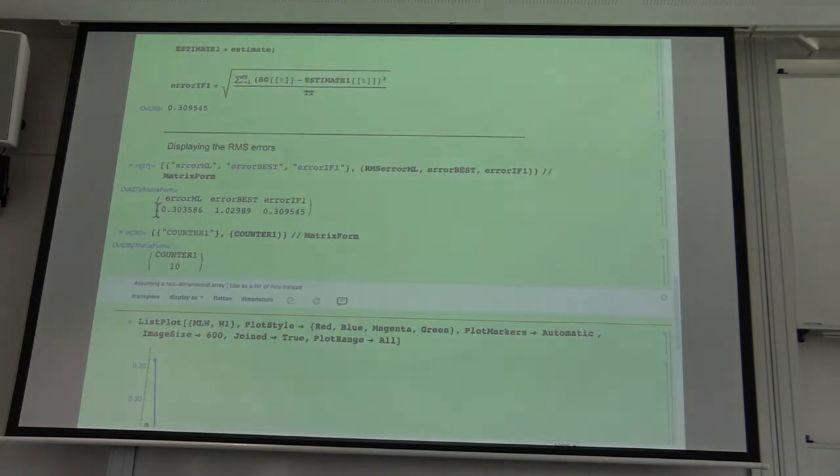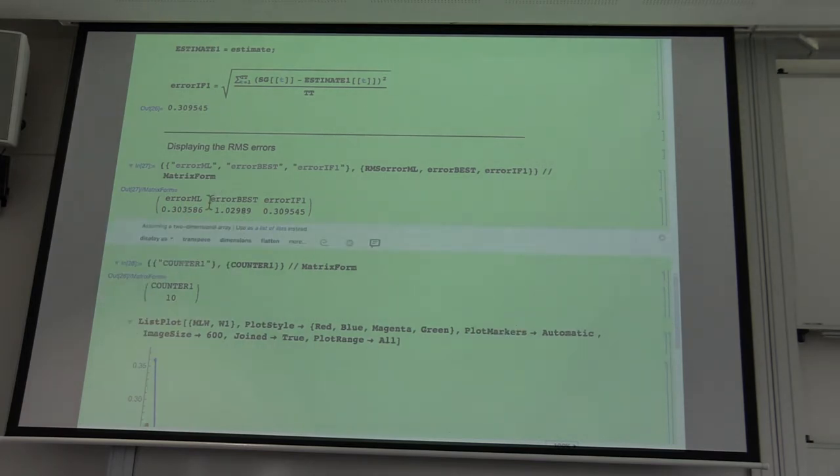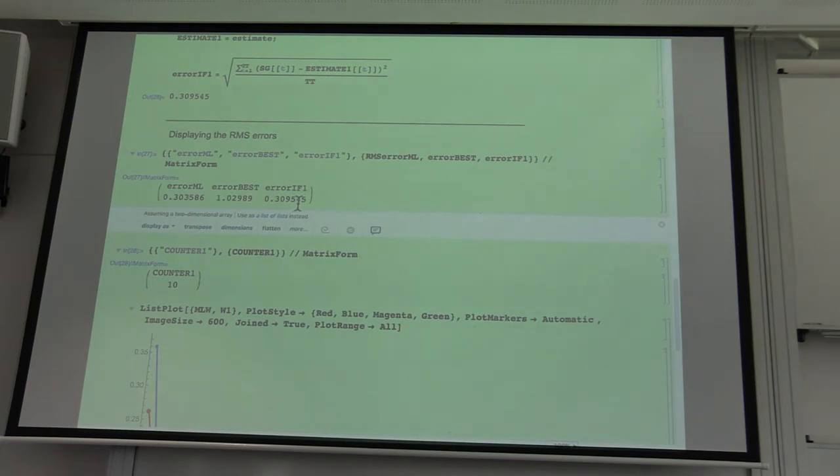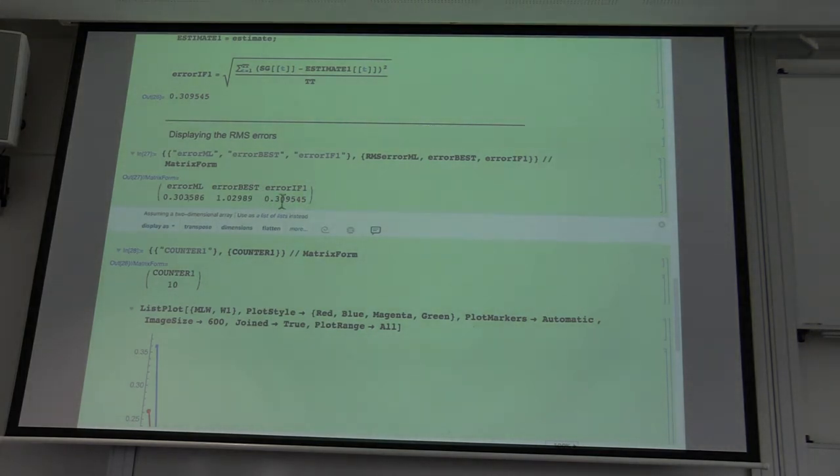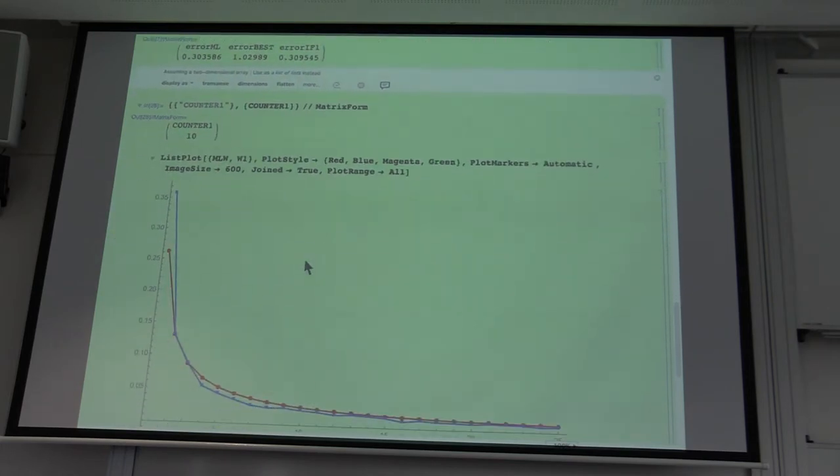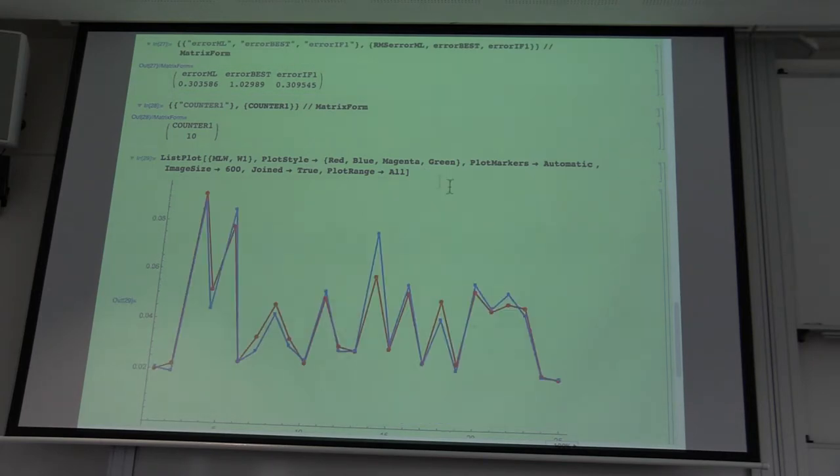So the gold standard, maximum likelihood estimation, is 0.3 that you cannot beat. The best sensor has variance 1 point, a little bit larger than 1. And the iterative filtering algorithm, without knowing the variances, found that it had variance of 0.39, so just a tiny little bit worse than the maximum likelihood.